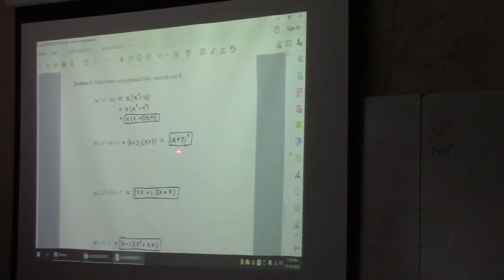This one here, a lot of people got right. Not everybody wrote it as x plus 3 squared, and I'm fine with that. It's good if you recognized it was x plus 3 squared, but a lot of people didn't, and they just wrote that. That was fine with me. I didn't take the points for that at all.